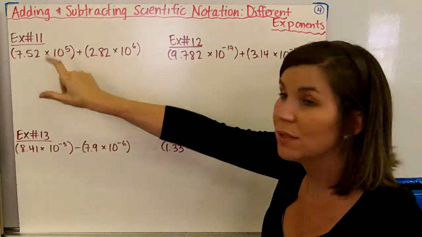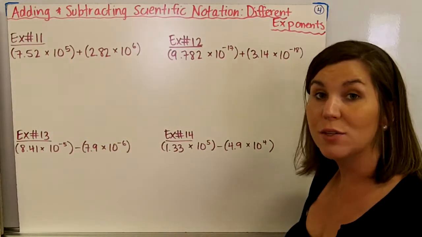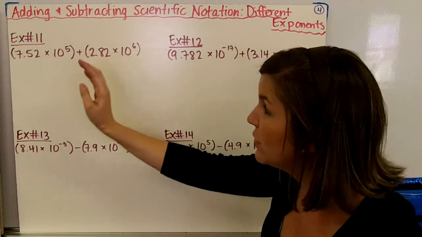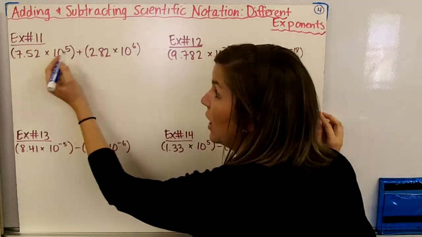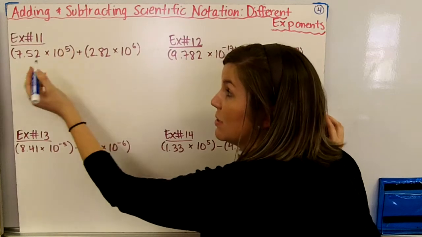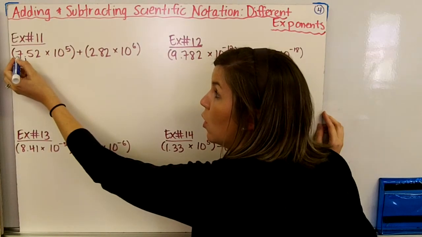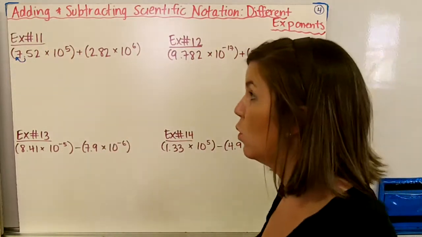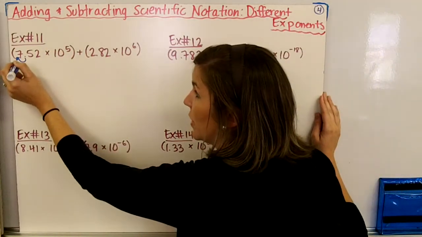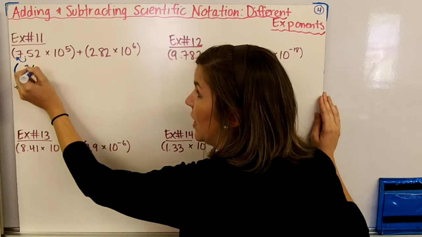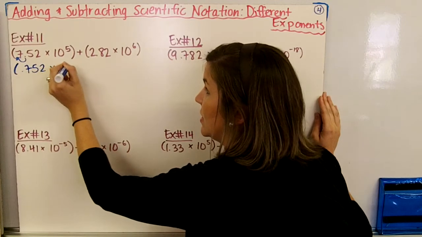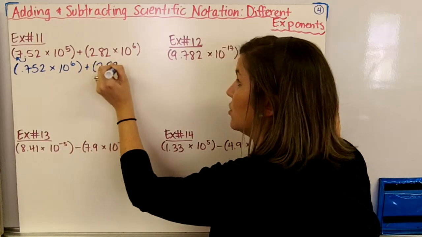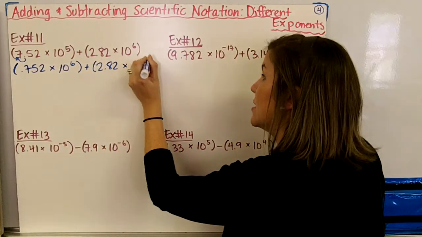Well, if we need the exponent to get bigger, then we have to move the decimal to the left. So I need this number to become a 6, so I have to move this decimal one place to the left. From 5 to 6, there's a difference of 1. So now my number will be 0.752 times 10 to the 6th plus 2.82 times 10 to the 6th.